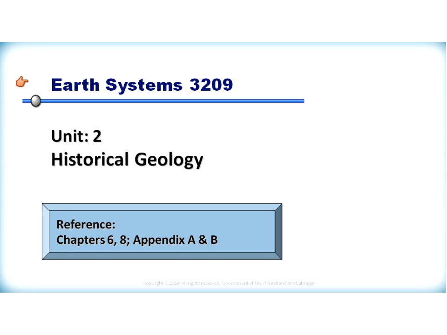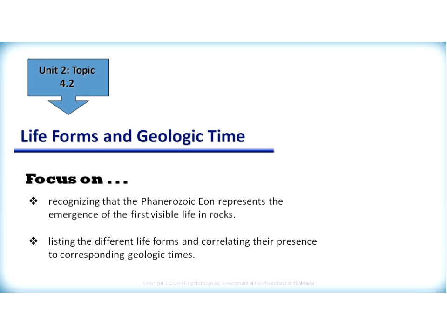Earth Systems 3209. Unit 2, Historical Geology. References can be found in the text in Chapter 6, Chapter 8, Appendix A, and Appendix B. Unit 2, Topic 4.2. Life Forms and Geologic Time.